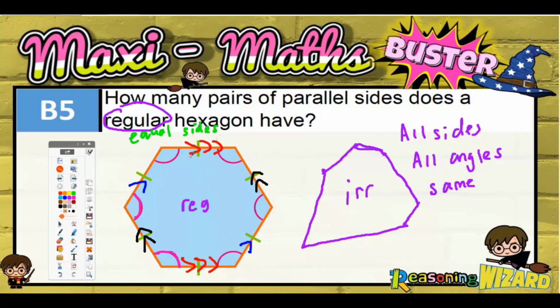So how many pairs of parallel sides does a regular hexagon have? The answer is 3 pairs. It's got 6 sides, but we're talking about how many pairs. It's a bit like with shoes. 6 shoes is 3 pairs of shoes. So the final answer to this question is 3 pairs.